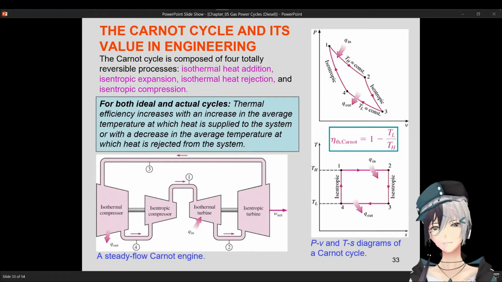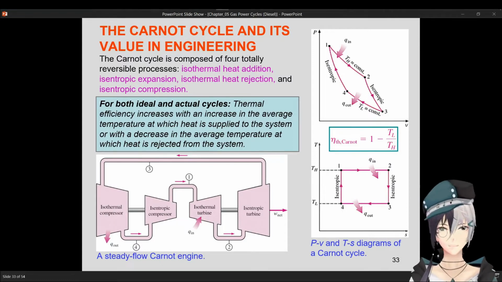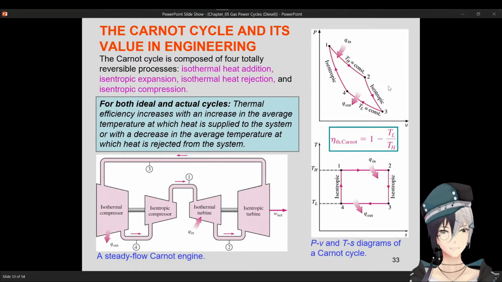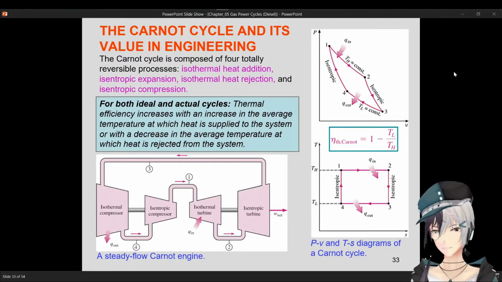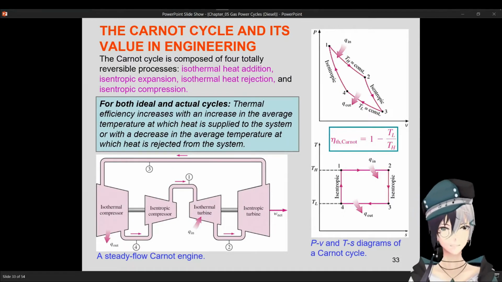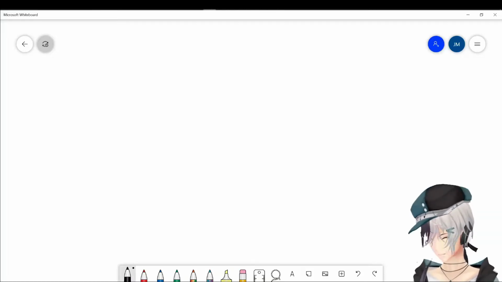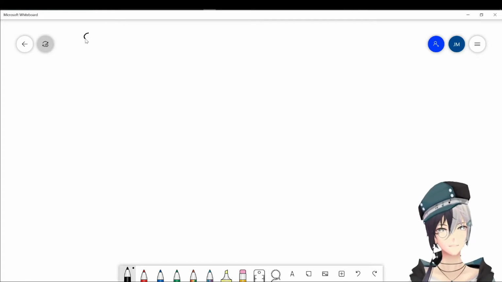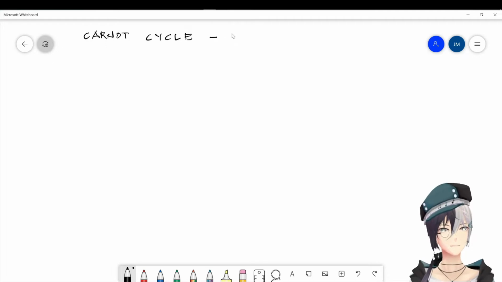Okay, so we now have the Carnot cycle, and this is the diagram. So we have the PV and TS diagram. Let me give you a sort of code so that it will be easy to remember. So for the Carnot cycle, what is our code?